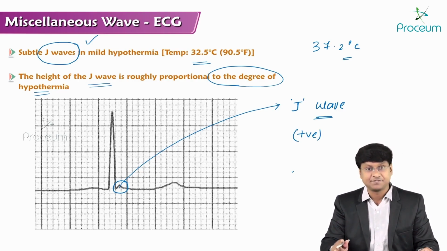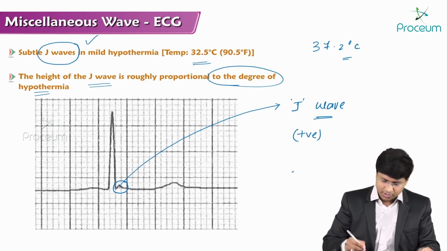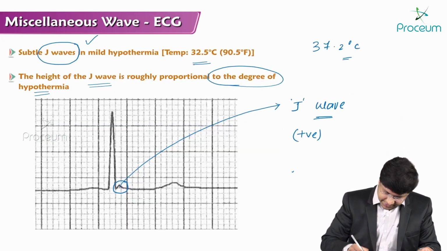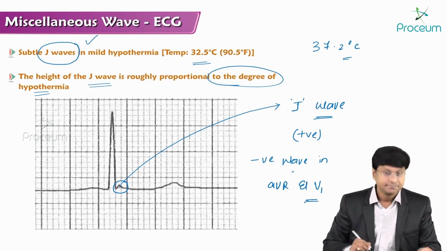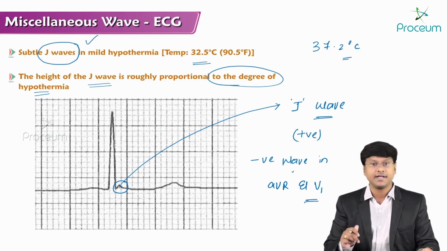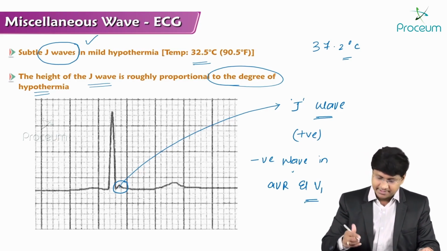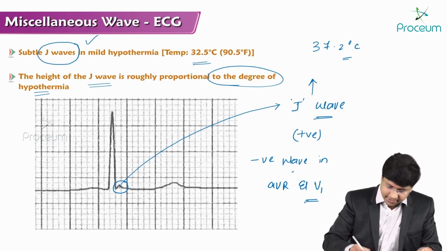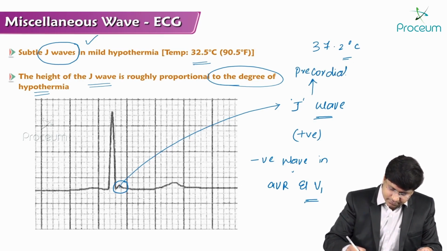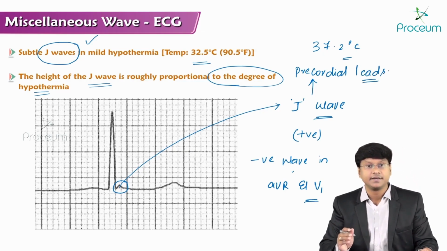But the only exception is that this J wave or Osborne wave is a negative wave in aVR as well as V1. Right? It is a negative wave in aVR and V1. And always remember, this J wave is most prominent in the precordial leads.